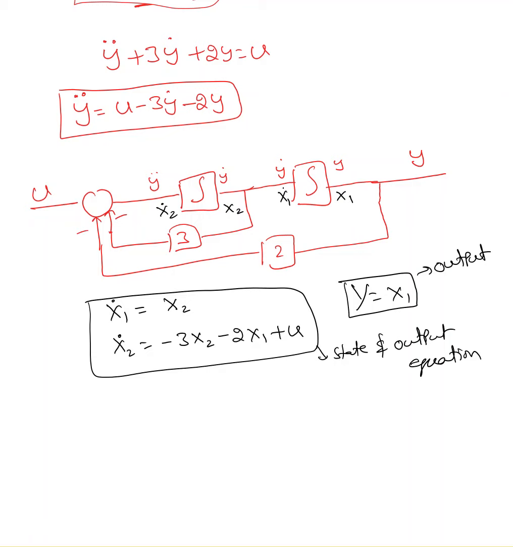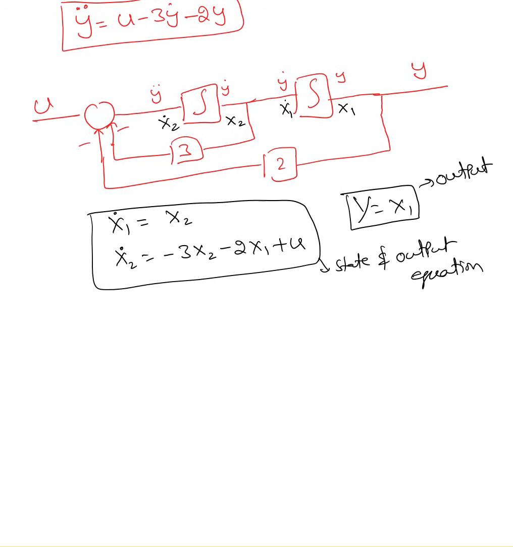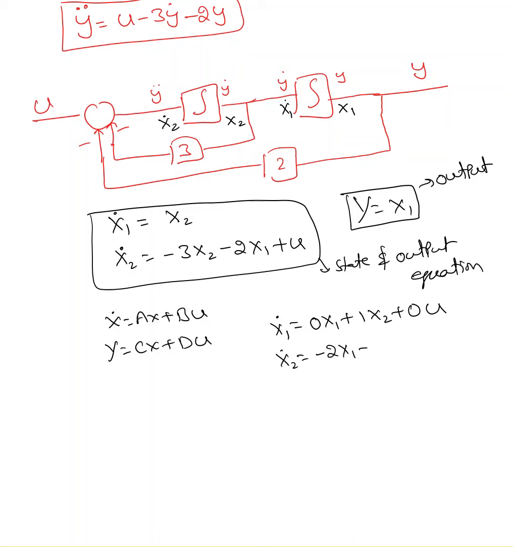From this I'm going to write it in matrix format. We know that x dot equals Ax plus Bu and y equals Cx plus Du. So x1 dot equals 0x1 plus 1x2 plus 0u, and x2 dot equals minus 2x1 minus 3x2 plus u.